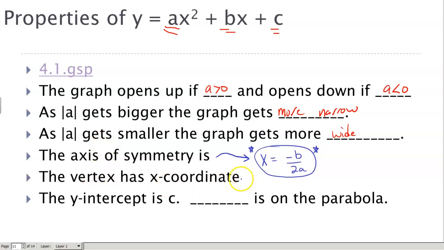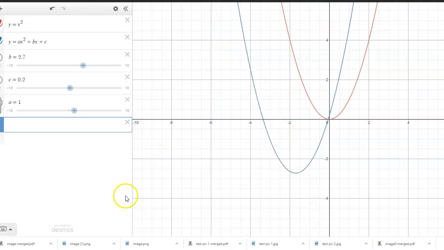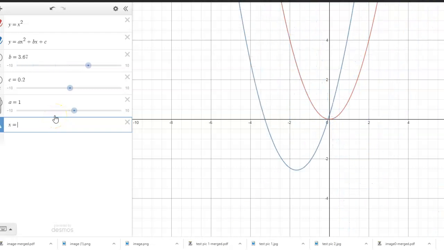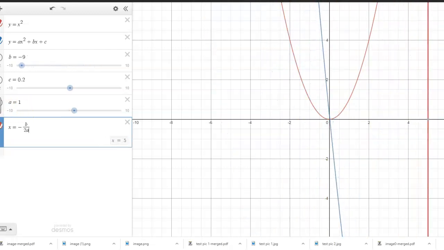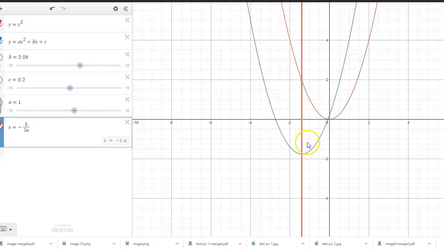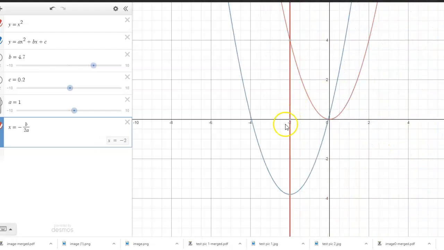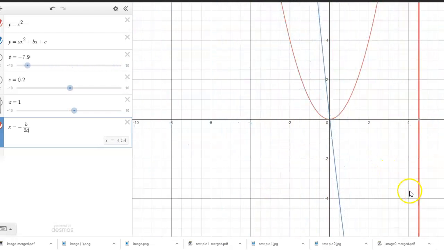Also, the vertex has an x coordinate of the same thing, right? Because it's the middle of the graph. So if I went back to my Desmos, and I just wrote this in, if I said x equals negative b divided by 2a, notice what happens here. That line that I just graphed, notice that it's staying exactly in the middle or the center of the graph that's changing. It's locked in to that axis of symmetry, and it's right in the middle.